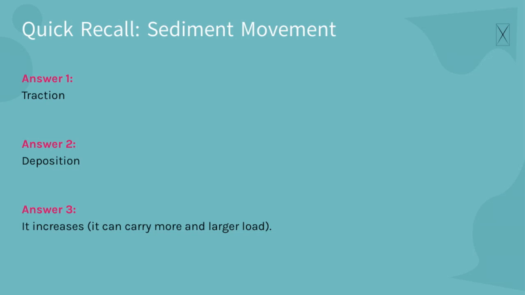Let's go through the answers. For question 1, boulders rolling along the riverbed is called traction. For question 2, when a river loses energy, deposition occurs. For question 3, if a river's velocity increases, its capacity also increases. This means it can carry more load and often larger particles. This is important because river landforms are shaped by changes in energy. When the river has lots of energy, it can erode and transport. When it loses energy, it deposits material.